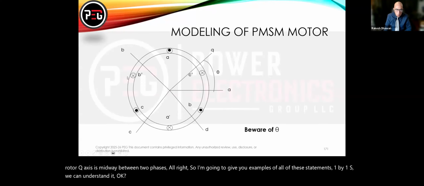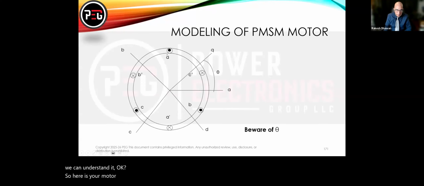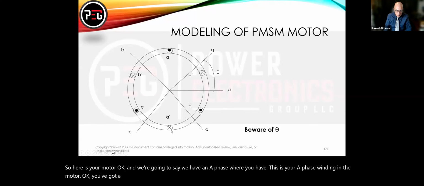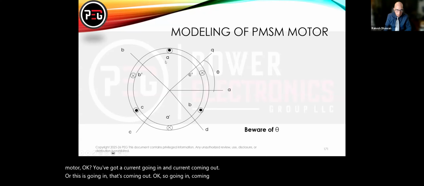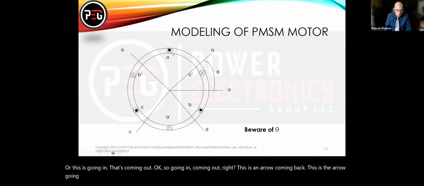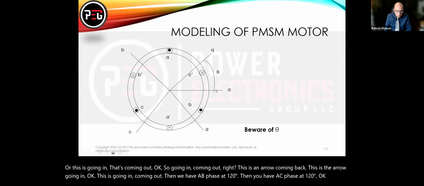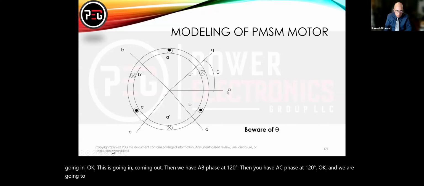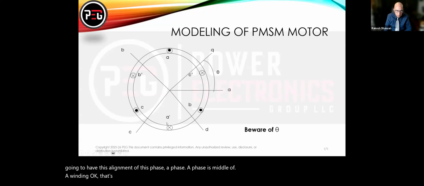So here is your motor, okay? And we're going to say we have an A phase, this is your A phase winding in the motor, okay? You've got a current going in and current coming out. This is an arrow coming back, this is an arrow going in. Okay, so this is going in, coming out. Then we have a B phase at 120 degrees. Then you have a C phase at 120, okay? And we are going to have this alignment of this phase, A phase. A phase is the middle of the A winding. Okay, that's your A phase, the middle of the A winding.